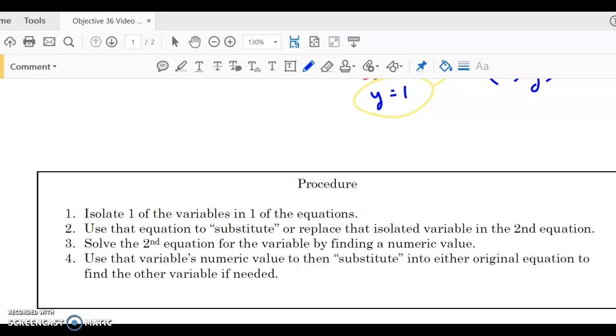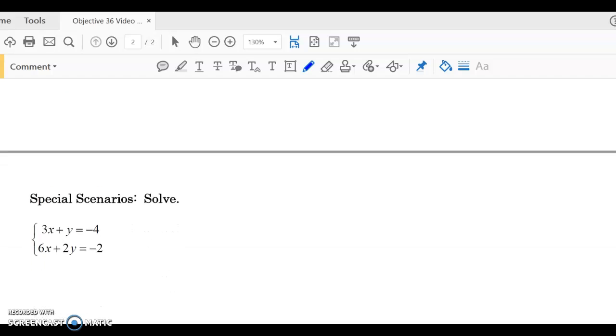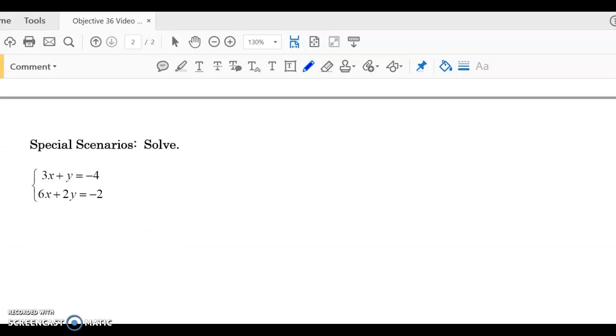So below is a summary of the procedure that we just did. You could pause the video if you want and read this. I'm not going to read it word for word, but it's basically summarizing what I taught you above. There are some special scenarios that we need to talk about.